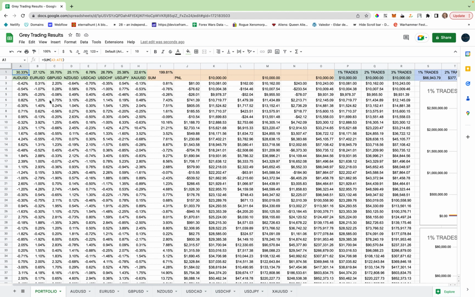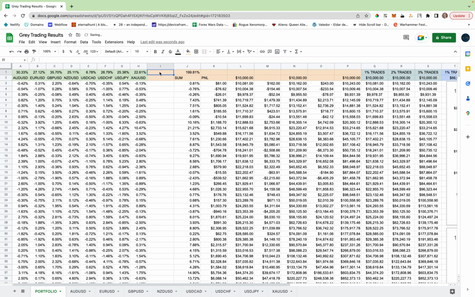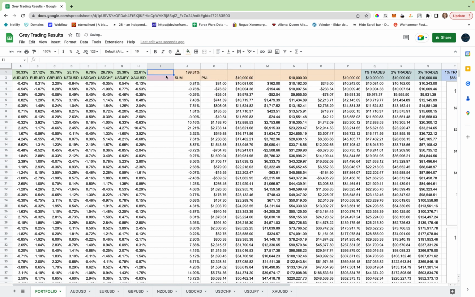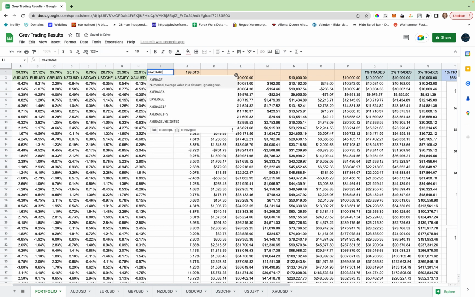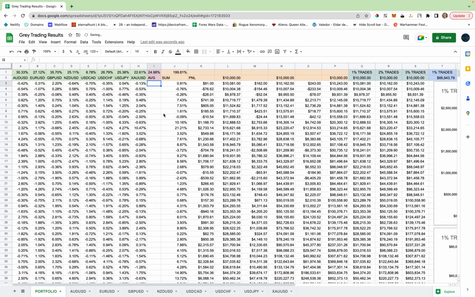I would say on average, let's just quickly work out what the average is. So our average, what do you think it is? I'd say it's about 25%. Yeah, 25%. So it gave an average of 25% and we traded eight assets.